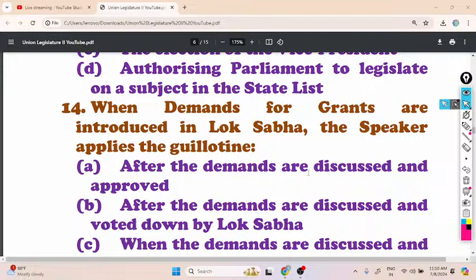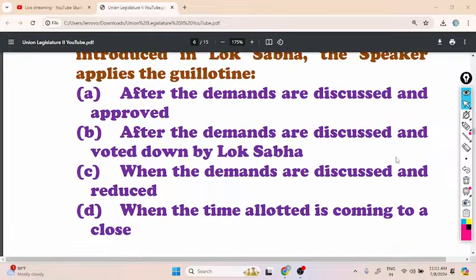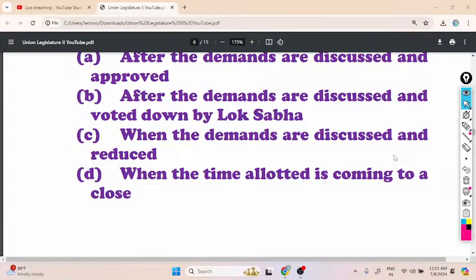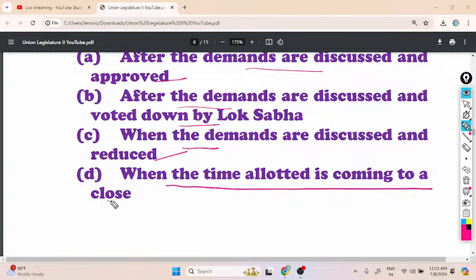That is why it is known as guillotine. Guillotine is a parliamentary device which allows that, when the demands are discussed and voted on, when the time allotted is coming to a close.